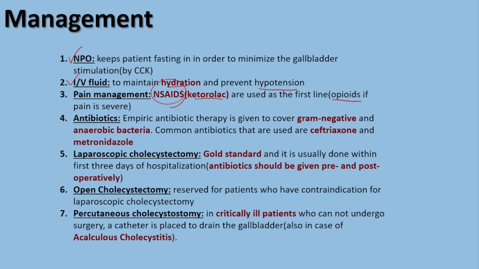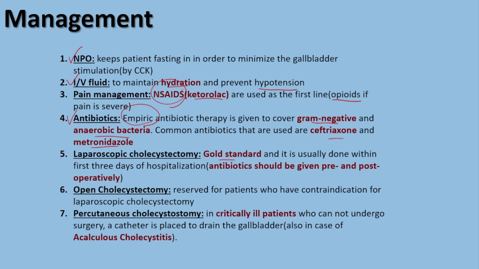Another point is that we have to use antibiotics, and this is usually empiric antibiotics. You have to cover gram-negative and anaerobic bacteria. One of the regimens that you can use is ceftriaxone with metronidazole. So the gold standard for treatment of cholecystitis is laparoscopic cholecystectomy, and this is a procedure that removes the gallbladder from the body, and it is usually done within first 3 days of hospitalization.